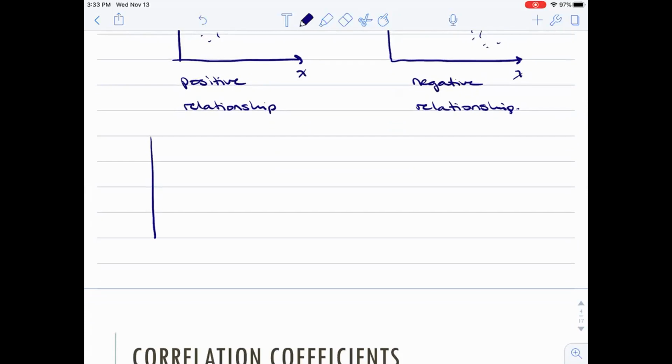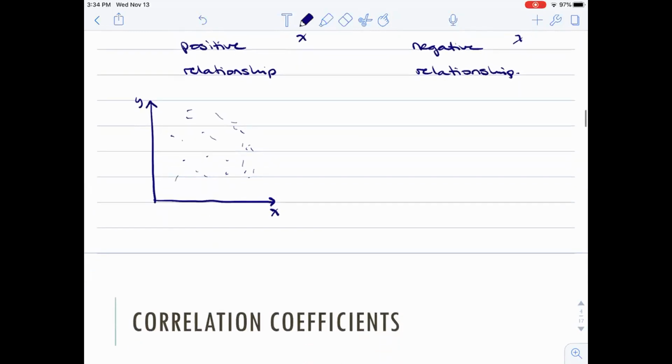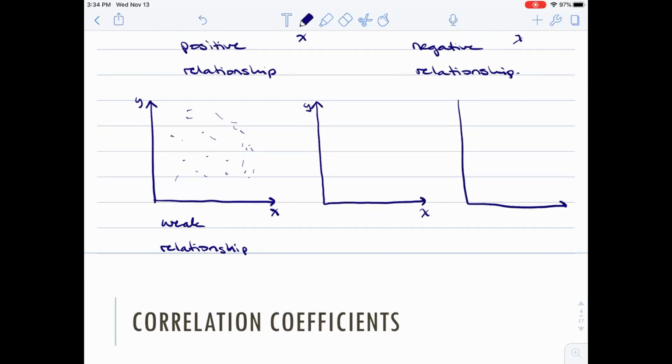If we have a relationship that looks like just completely random scatter everywhere, something like this, right? Then we have a weak relationship. I'm going to squeeze 3 graphs on here. I'm going to do weak, moderate, and strong.